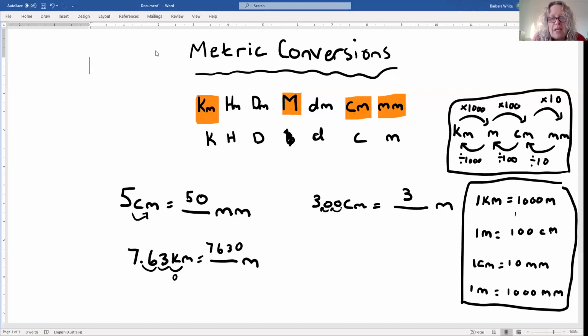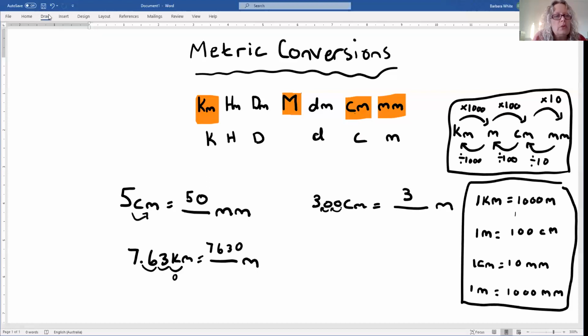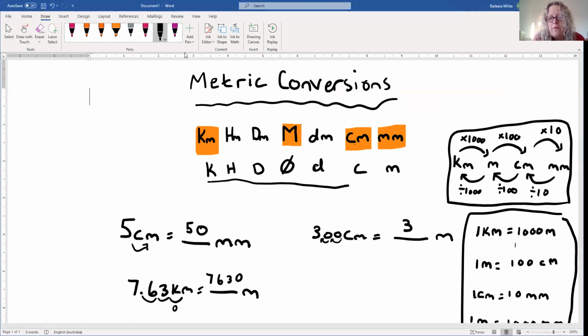So instead of writing meters here, I don't put an M there. I put an O with a line through it, which means to me base unit. So if we're talking about length, that is meter. If we're talking about mass, that is grams. And then I just use this thing here for any kind of metric conversions. I just scribble it at the top of the page, and I use it to count how many spaces to move my decimal point.